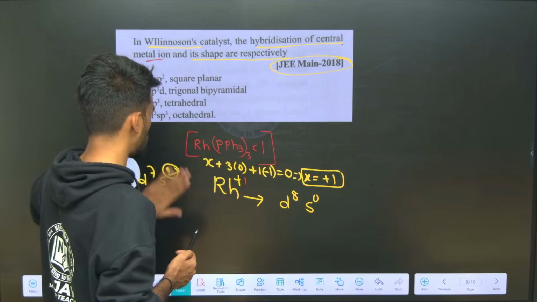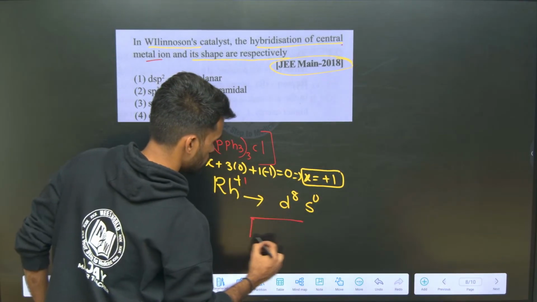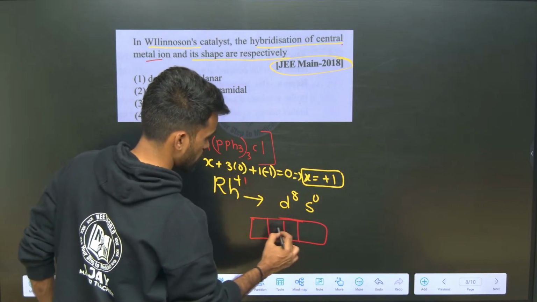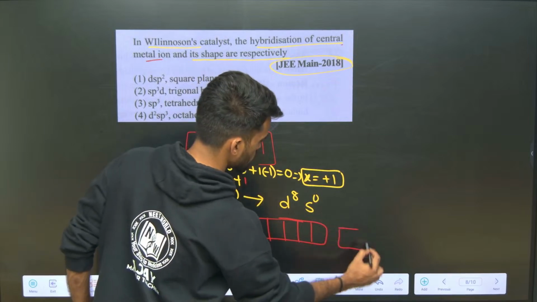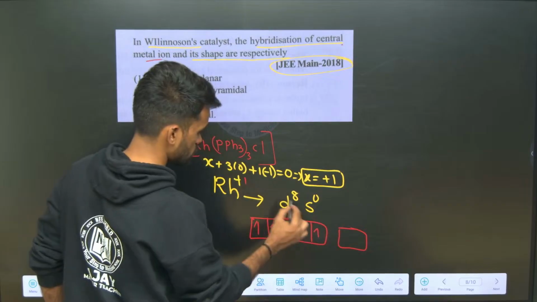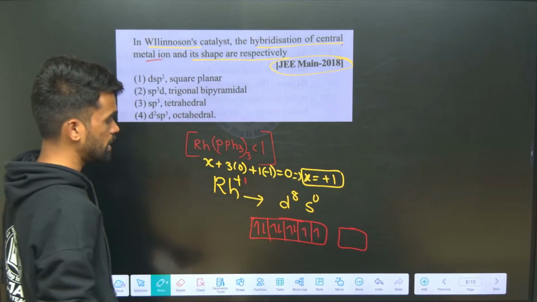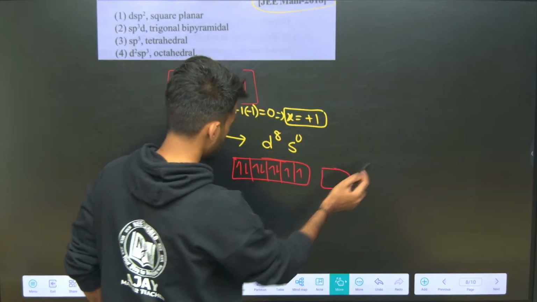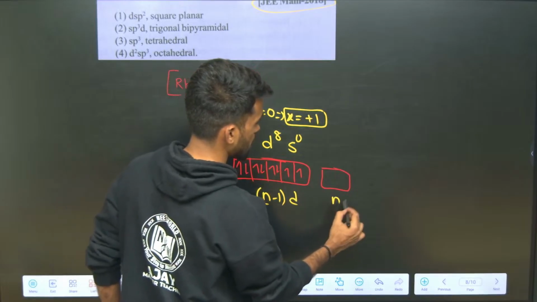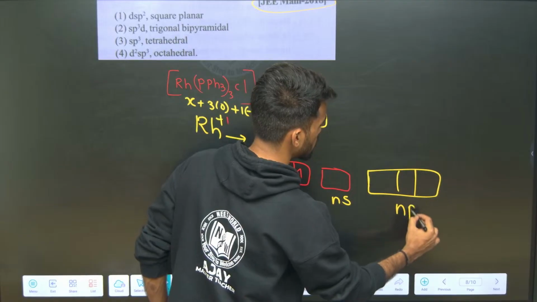Write those 8 electrons. Now just fill these electrons: 1, 2, 3, 4, 5 and this one, 6, 7 electrons and the 8th electron. Up to here it is clear? Here this is the (n-1) level d orbitals, this is ns. After this we have np also, with np0 electronic configuration.